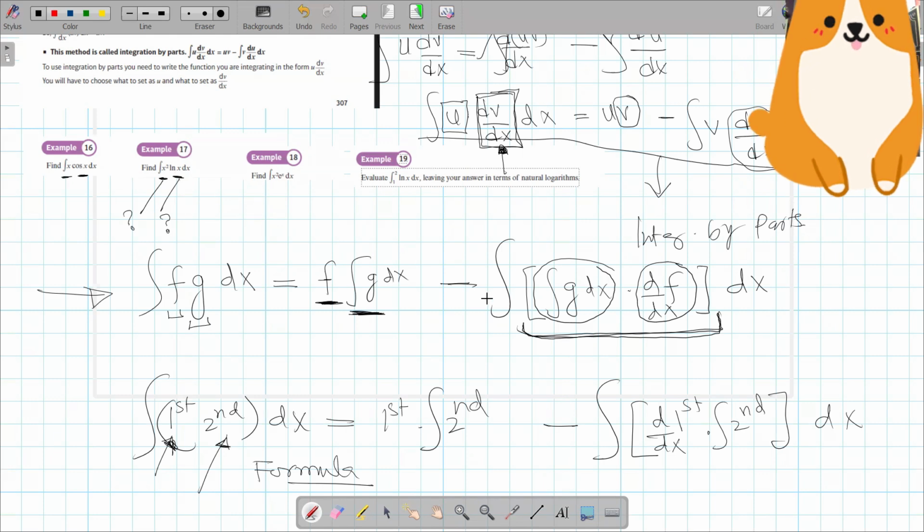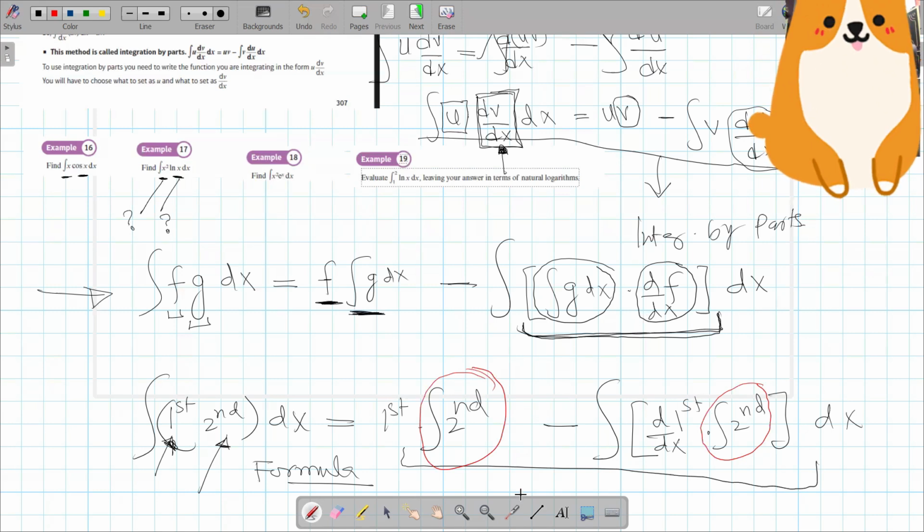I forgot what the acronym was, but I think the log one, right? You have to get this idea from the right hand side. On the right hand side, you can see that we are taking the antiderivative of the second function. So the antiderivative of the second function should be easy. We should take as the second function a function whose antiderivative is easy for us.